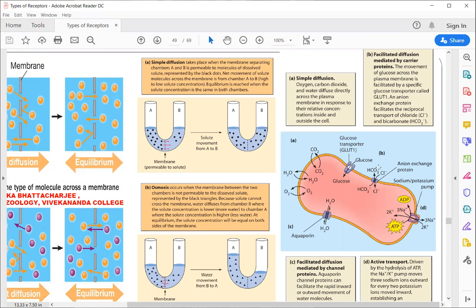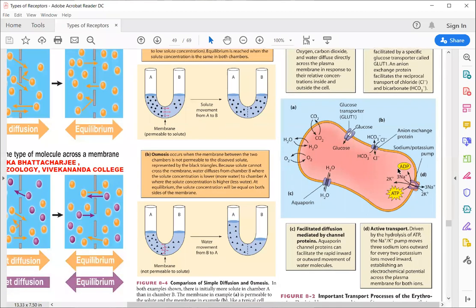Here's another form of transport, the anion protein exchange. Here, similar types of ions exchange. One is moving in, as a result of which the other is moving out. Okay, so we can bring this under the category of secondary active transport.